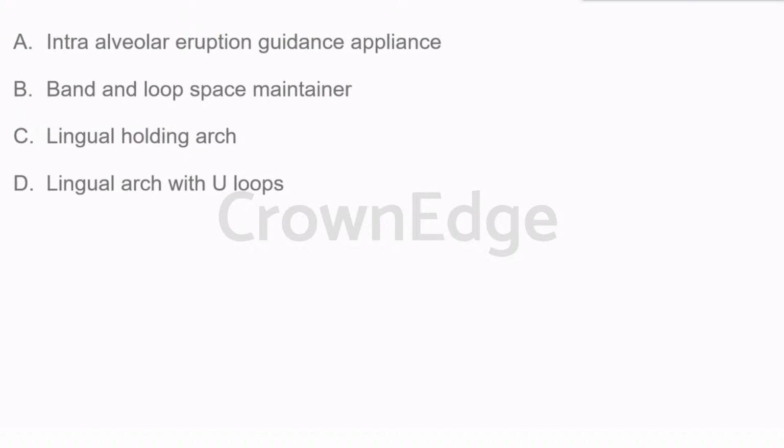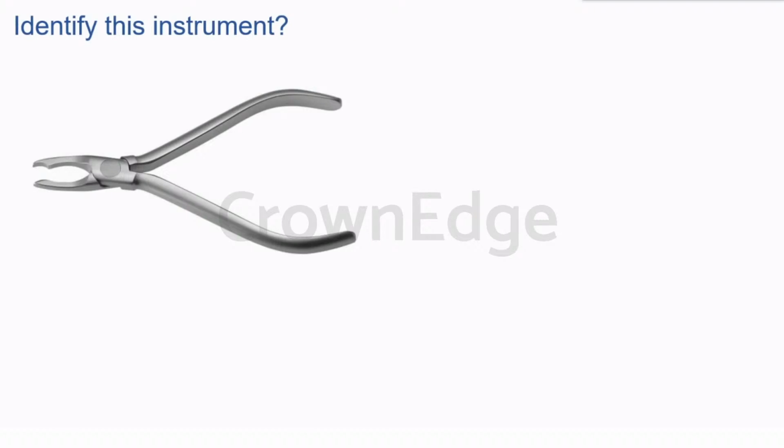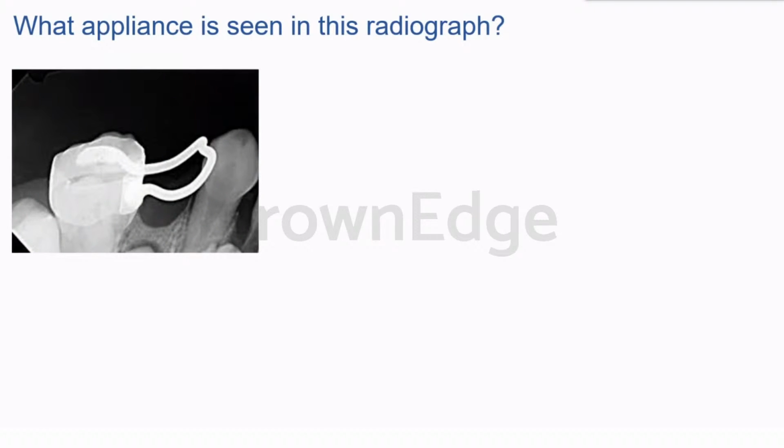All right. Let's go to our next question. So know the other names for all these space maintainers. Know if it is fixed, removable, passive, all those variant types like I had put, and also all the images. Okay. So moving on to our next question. What appliance is seen in this radiograph? Okay. Can you all type out the answers for this? I had not put options for you guys. So can you all type it out?